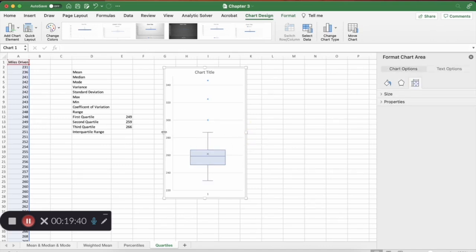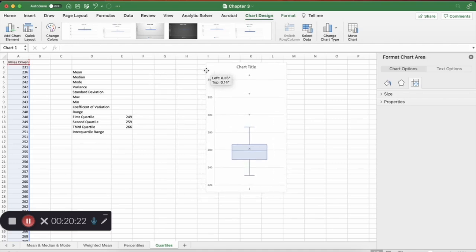So this is the box and whisker plot, and the first quartile is 249, which is somewhere here. The second quartile is 259, this is the line. The third quartile, 266, which is here, right? And you can get the interquartile range. Sorry, this is the upper limit, this is the lower limit. These are the outliers.